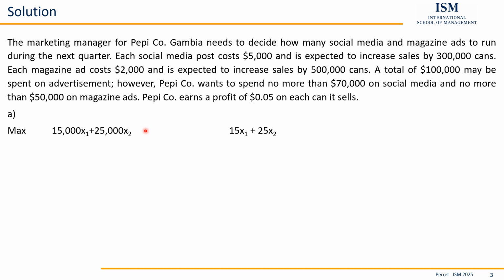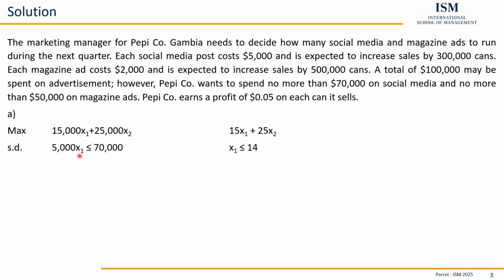And then we can continue after the objective function with our constraints. Well, first off, we have the constraint that we are not allowed to spend more than 70,000 on social media and no more than 50,000 on magazines. So how much does one social media ad cost? That's $5,000. So 5,000 times the number of social media posts should be less than 70,000. That's the first constraint we are going to add here.